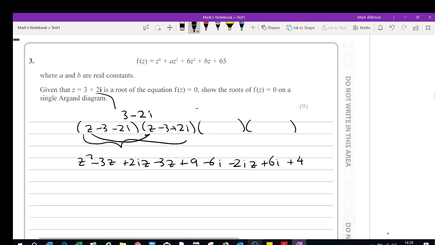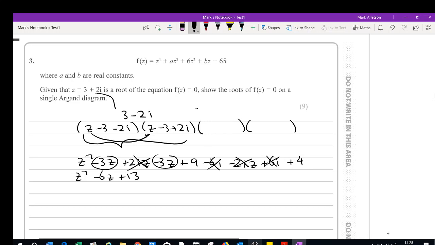Okay, let's simplify that out. So we've got z squared. In terms of z's, we've got a minus 3z, minus another 3z, so that's going to give us minus 6z. And then we've got a 2iz and a minus 2iz, which cancel out. We've got a plus 6i and a minus 6i, which cancel out. And 9 add 4 is 13. So z squared minus 6z plus 13 is that multiplied out. So that's also going to be some form of a factor.